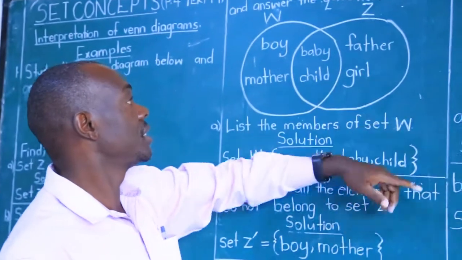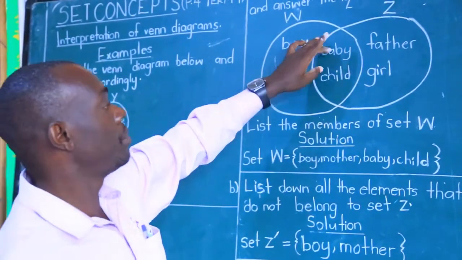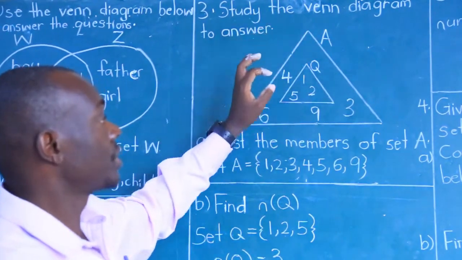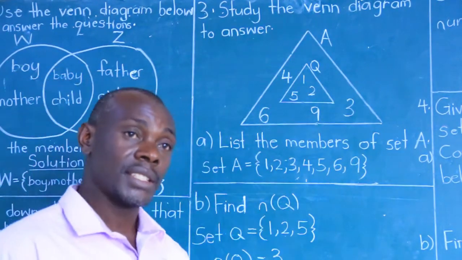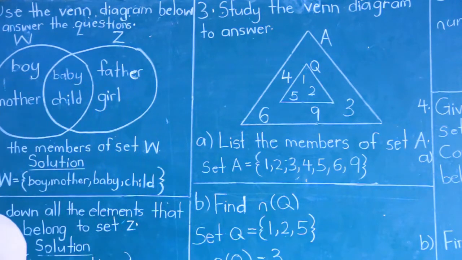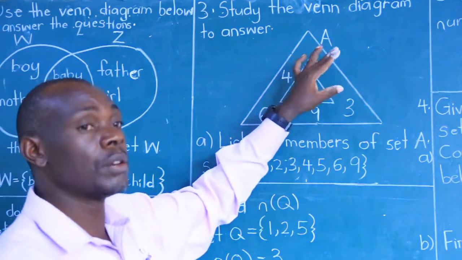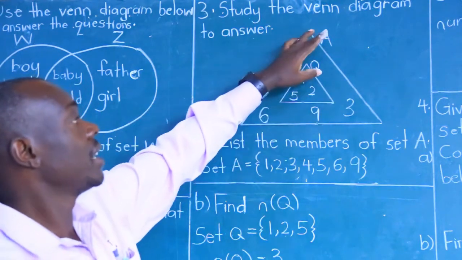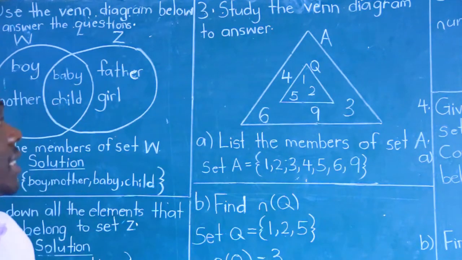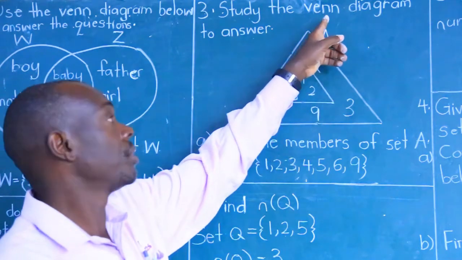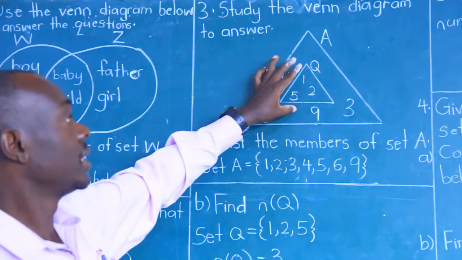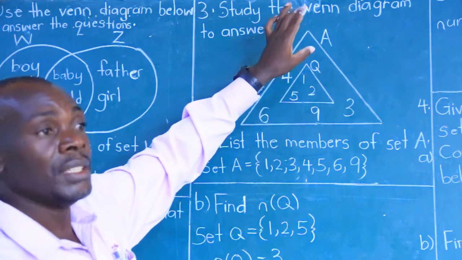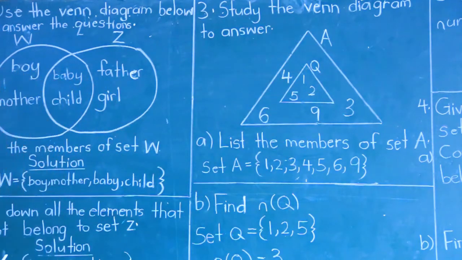And then set Q has got baby, a small set got from set A. In the first lesson we said such sets are called subsets, because a subset is a small set got from a big one. Here they'll ask you, how are the two sets A and Q related? You say set Q is a subset of set A.